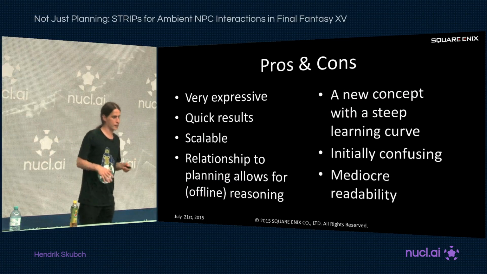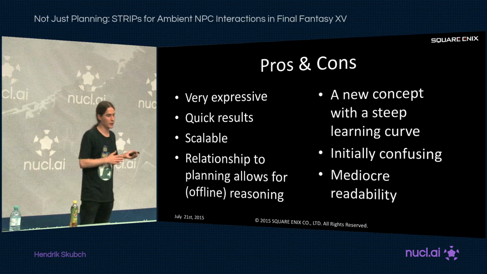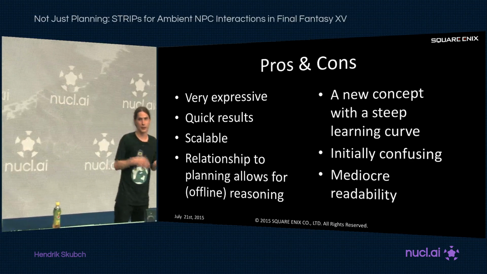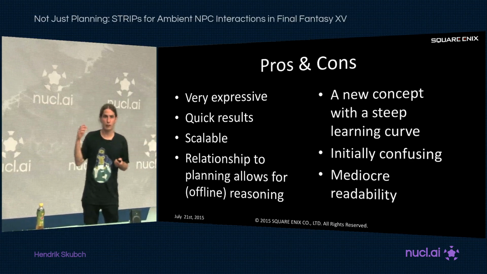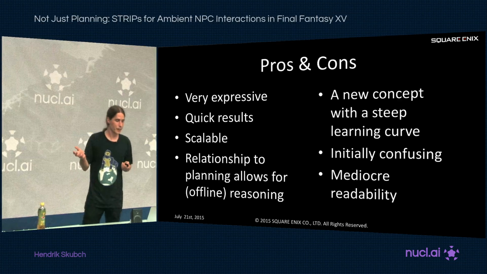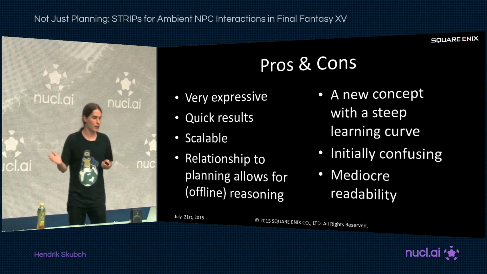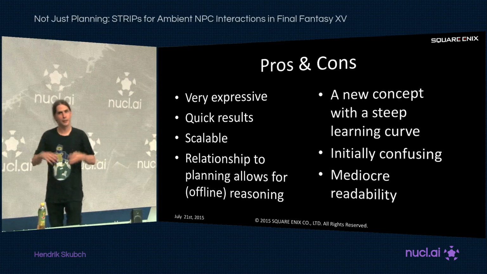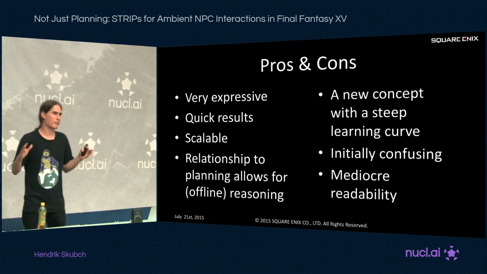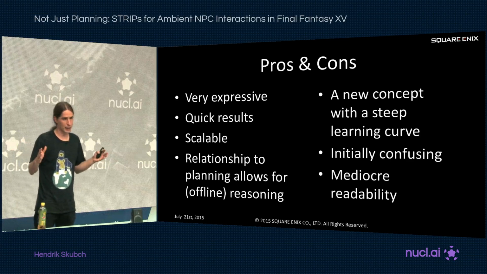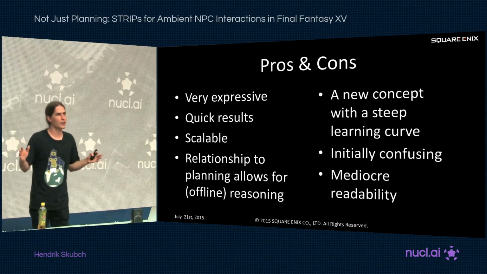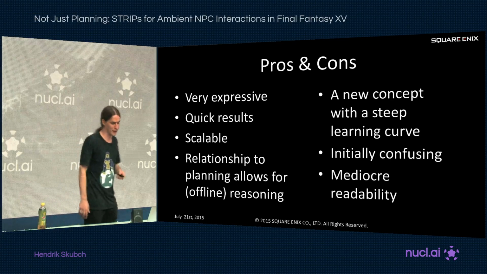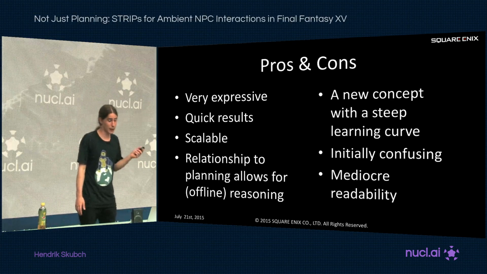So to summarize, it's a very expressive system. It gives you quick results. It's scalable. Its relationship to planning allows for on- and offline reasoning. It has a steep learning curve. It's initially confusing. And the readability when scripts get larger is not that particularly great, admittedly. But then if you look at a large behavior tree or a large state machine, I don't personally find them very readable either. That's maybe something that we need to work on.